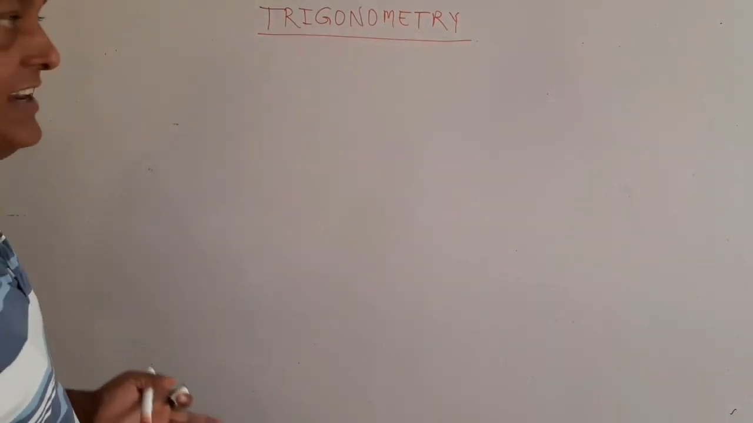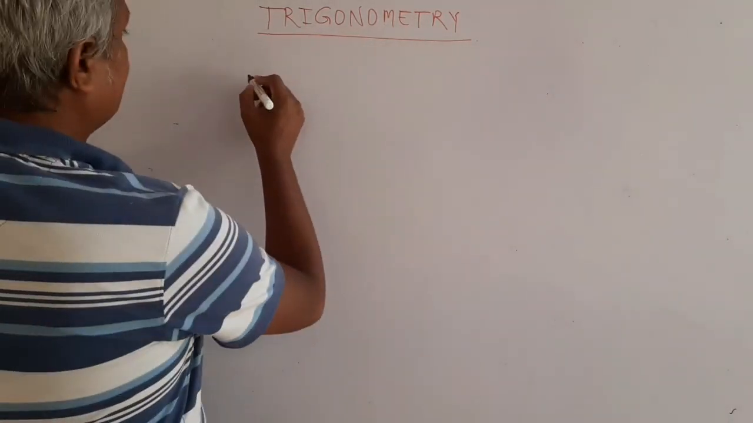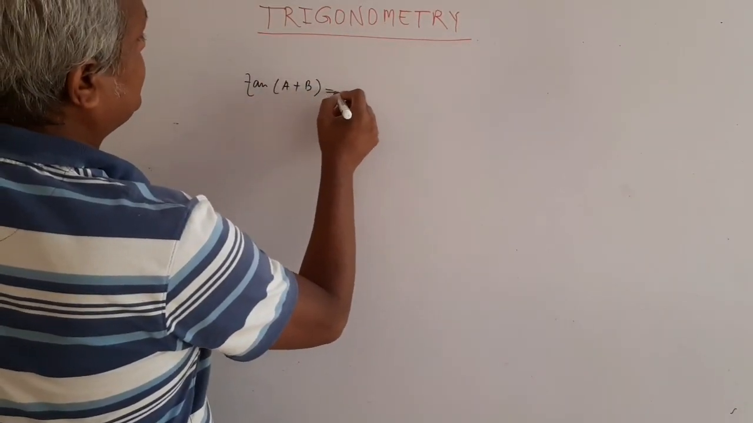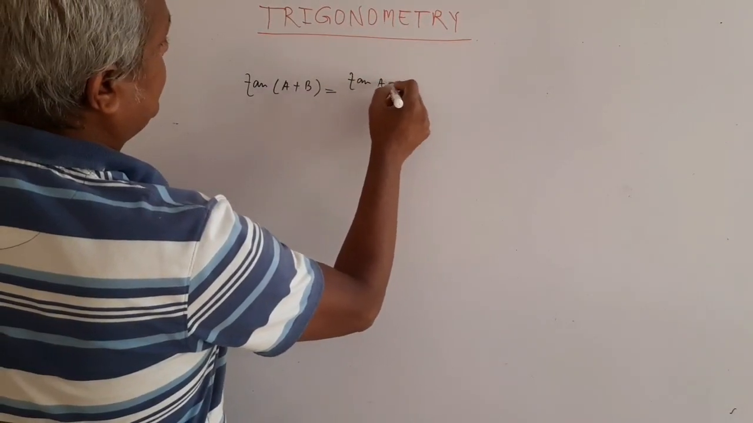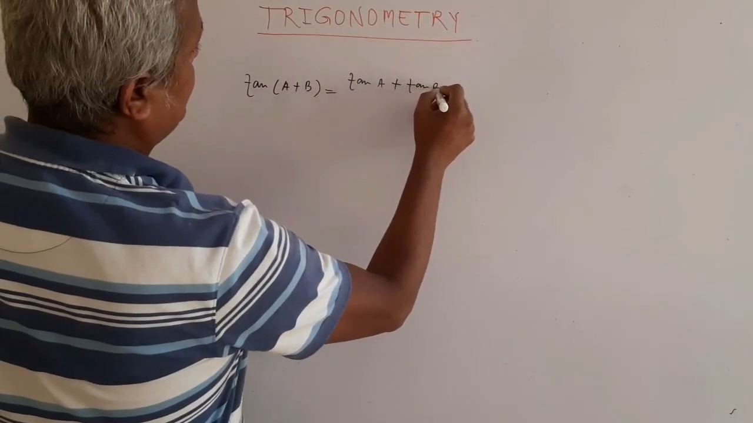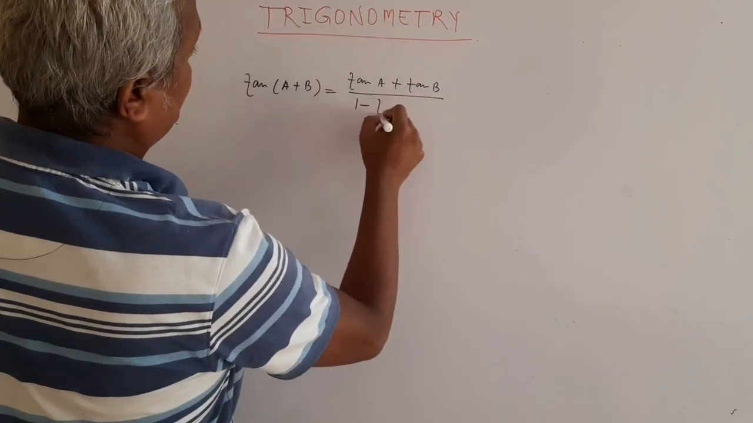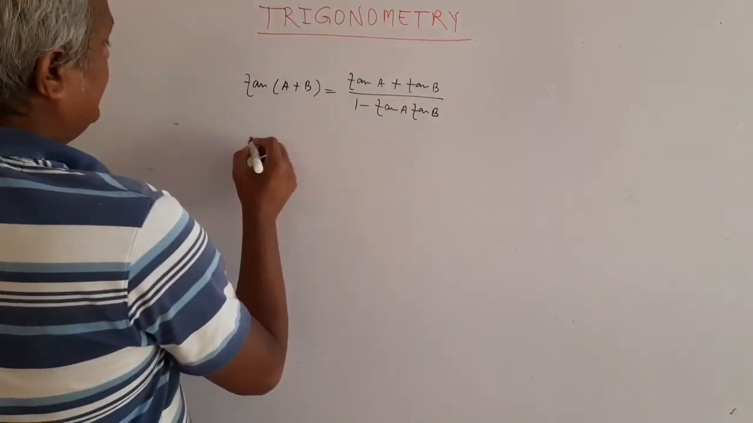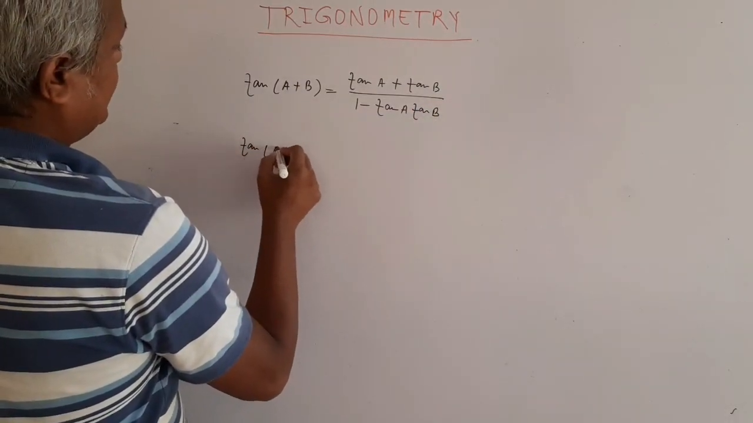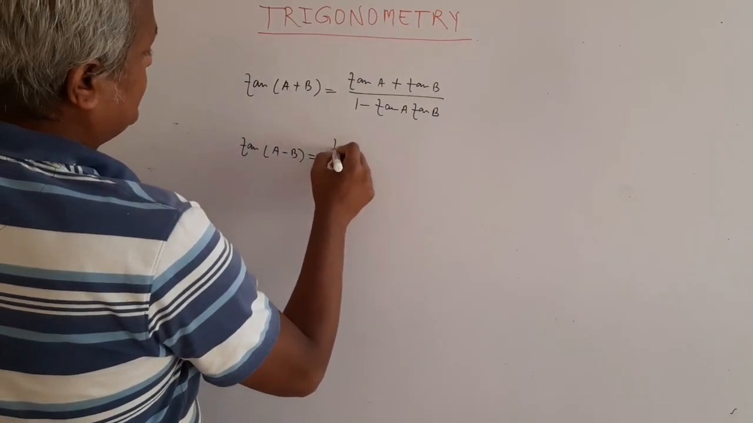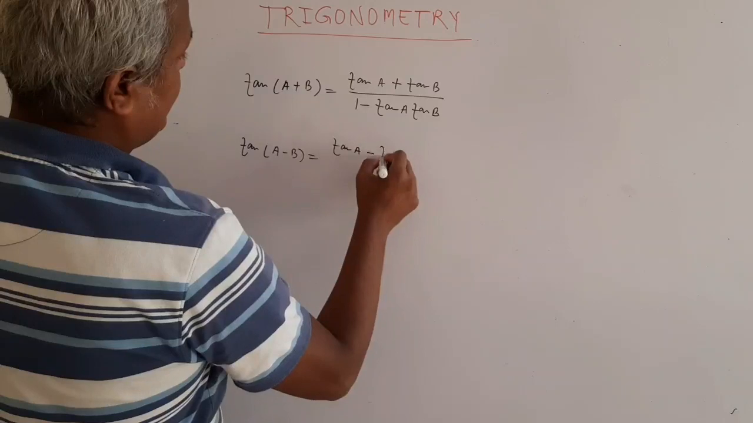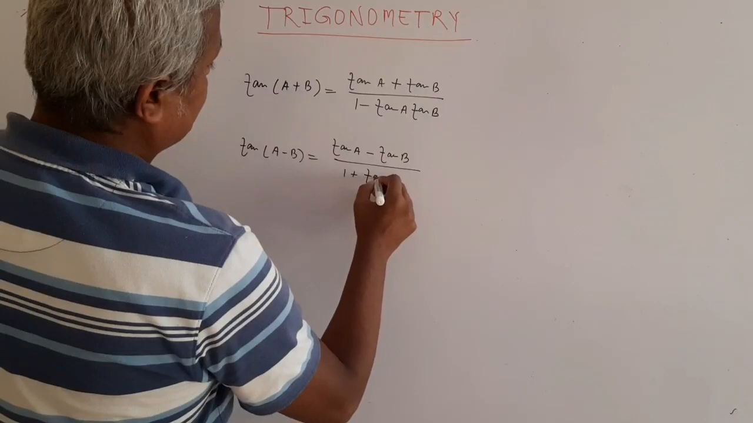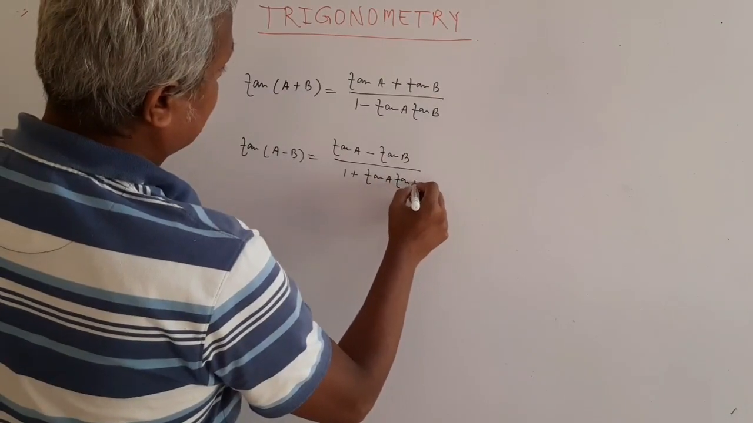Okay, so now we use the idea of the compound angles in the tangent, and the formula goes like this. tan(A + B) is (tan A + tan B) over (1 - tan A tan B), and then tan(A - B) is (tan A - tan B) over (1 + tan A tan B).